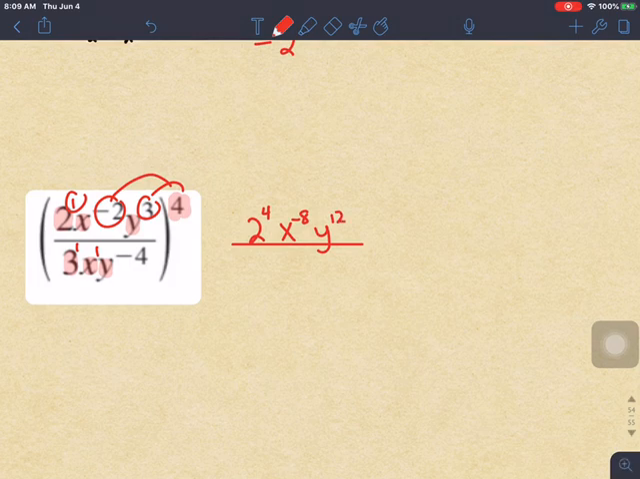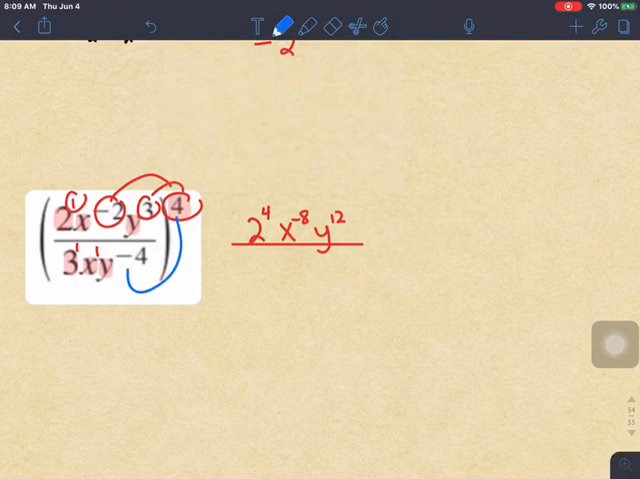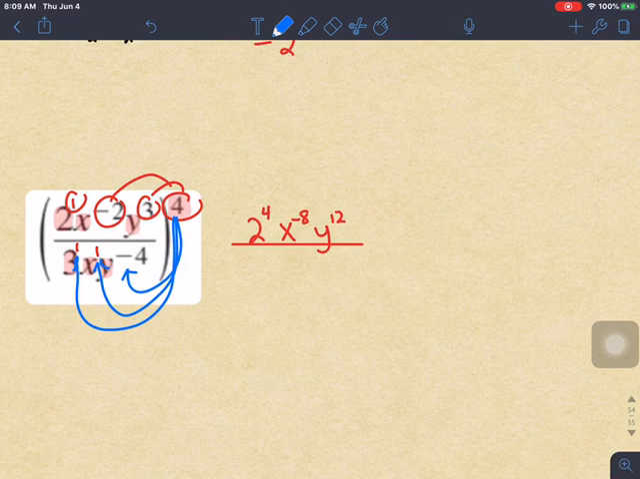So really, this looks really daunting, but it's not. Really, all we're doing is multiplying. But don't forget to do the same thing to the bottom numbers. We're going to multiply that 4 times that -4, times that 1, and times that 1. So we end up getting 3 to the 4th, we end up getting x to the 4th, and we end up getting negative y to the negative 16.